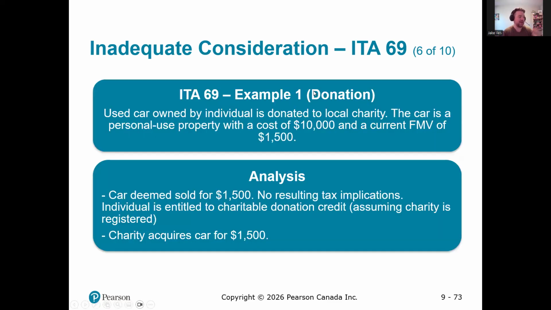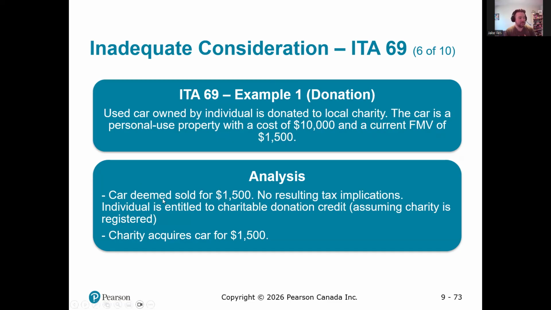Does it go into it? Yeah, we have an example here. A used car owned by an individual is donated to a local charity. The car is personal use property with a cost of $10,000 and a current fair market value of $1,500. So the car's worth $1,500, but it cost me $10,000 to buy.